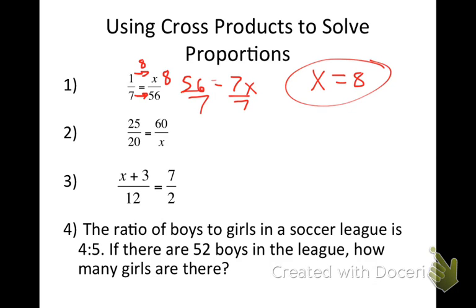Now number 2, no equivalent fractions on 2. I don't have to actually set this up. So cross product says I'm going to do 25 times x. So I get 25x equals 20 times 60. That's 1200.